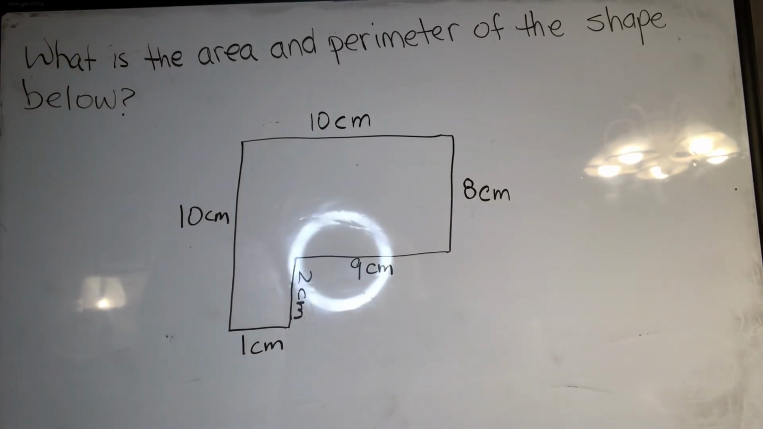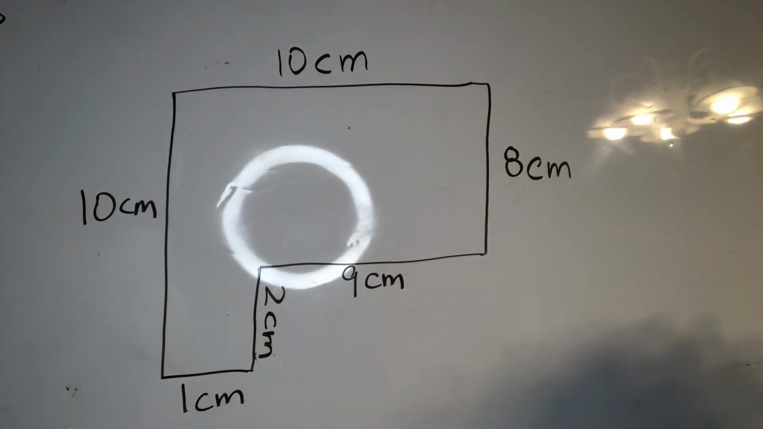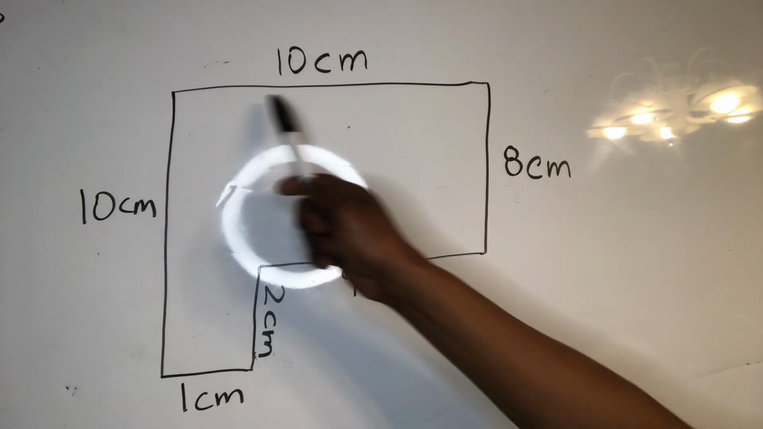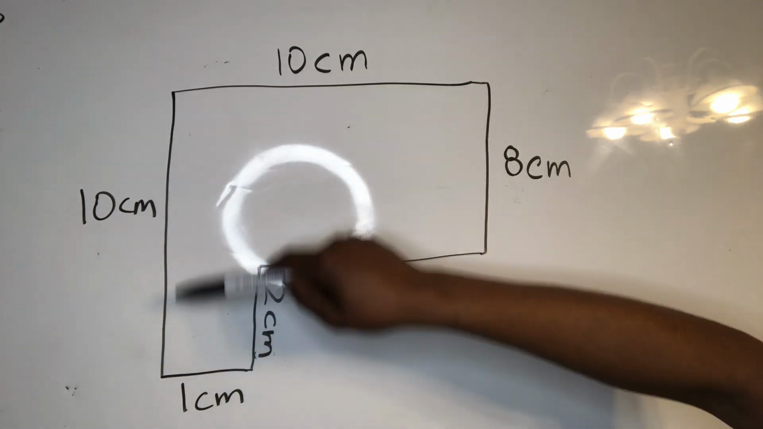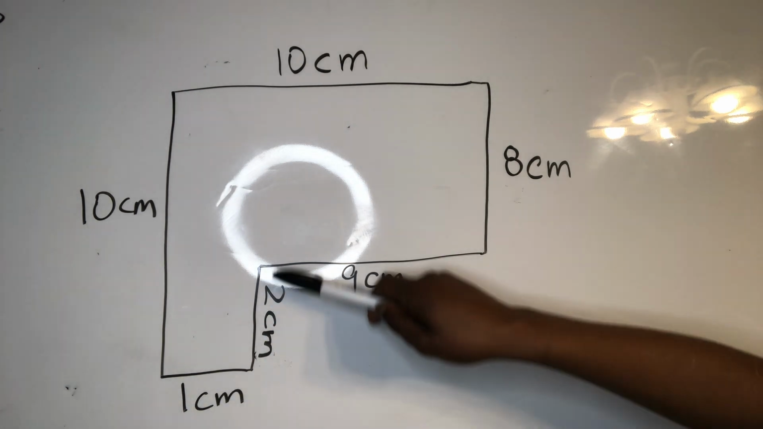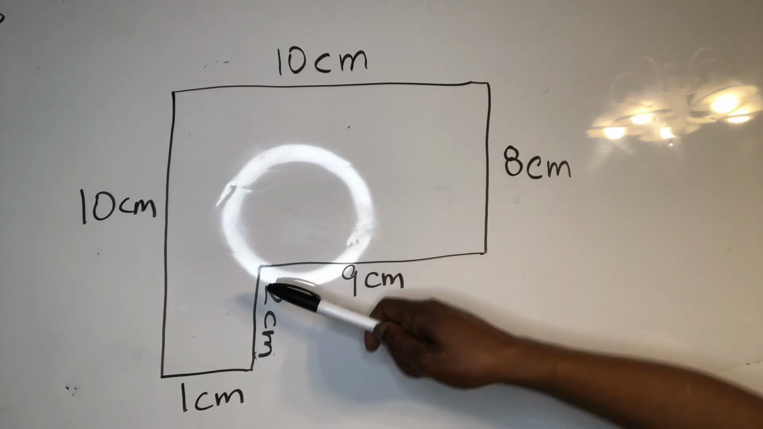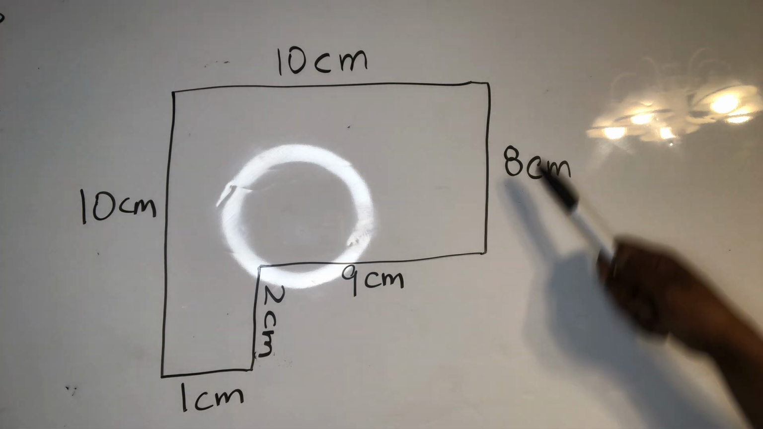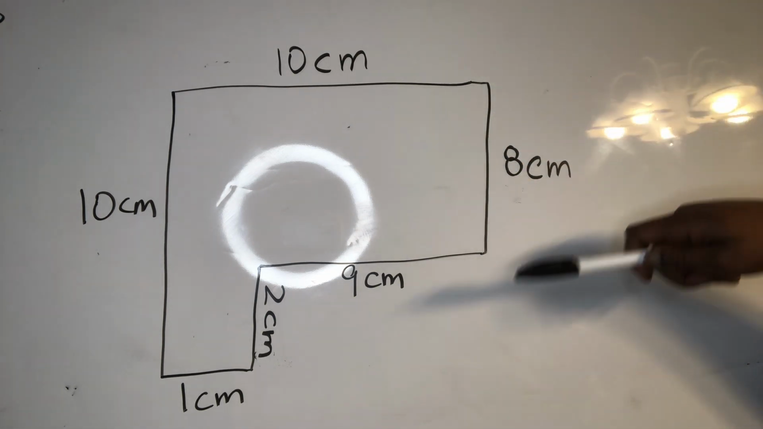All right, so on to our last problem. What is the area and perimeter of the shape below? All right, so here's our measurement. As we look closely, we can see this side is 10 centimeters. Then we have this side that is 10 centimeters. We have this bottom down here. This little piece is 1 centimeter. This piece here is 2 centimeters. This piece here is 9 centimeters. And this piece here is 8 centimeters.